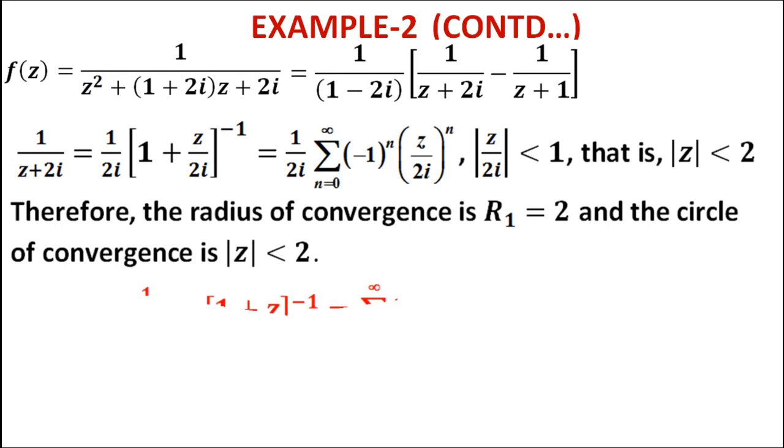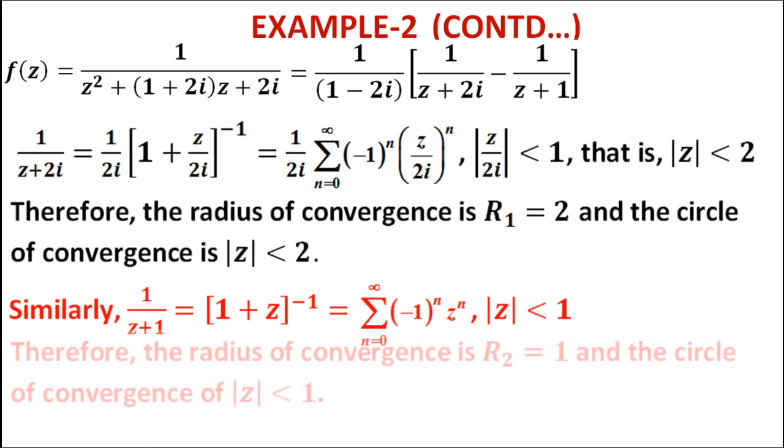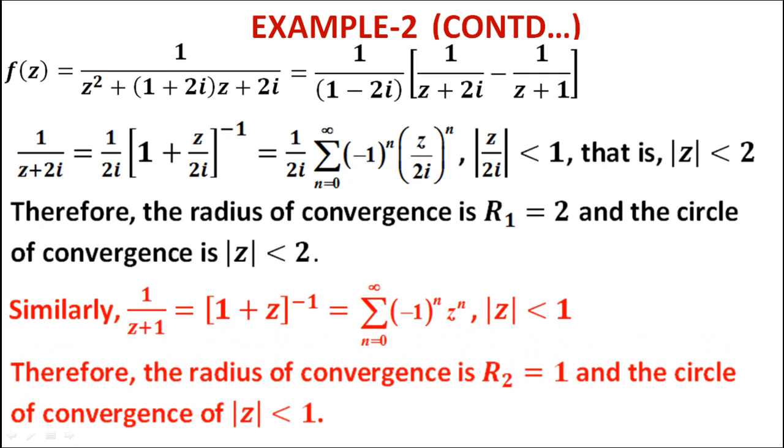Similarly, you can obtain for the second one, 1 by z plus 1, which is very simple. (1 plus z) whole to the power of minus 1. We can write it as the sum of minus 1 whole to the power of n z power n, which is valid for mod z is less than 1 and the radius of convergence is also 1. Therefore, the radius of convergence is R2 is equal to 1 and the circle of convergence is mod z is less than 1. Please remember, the radius of convergence of the first term is 2 and the second one is 1. R1 is equal to 2 and R2 is equal to 1.